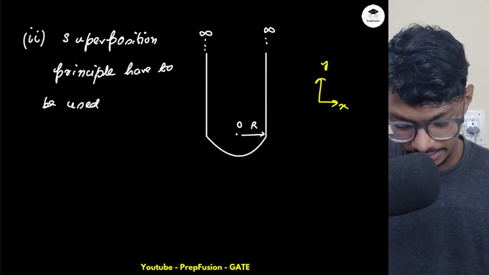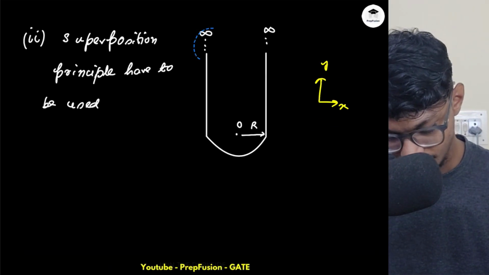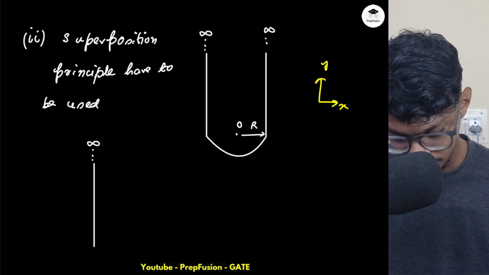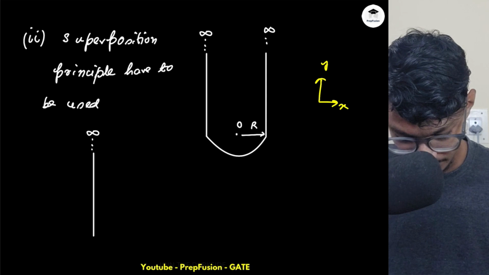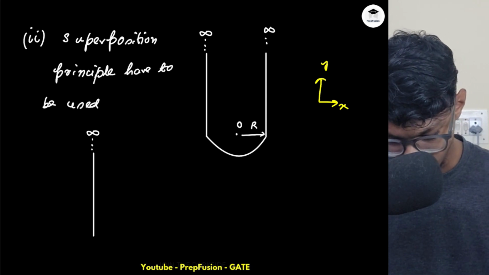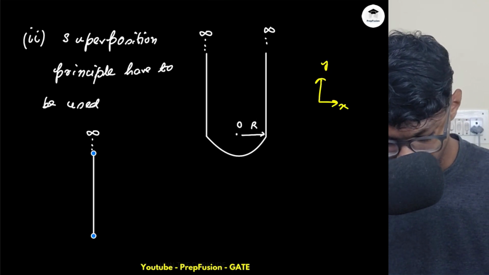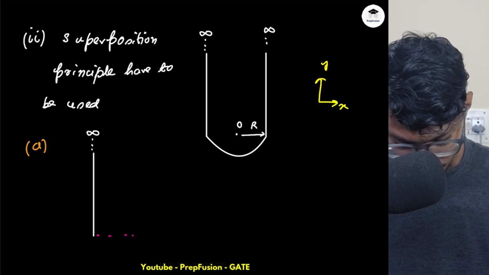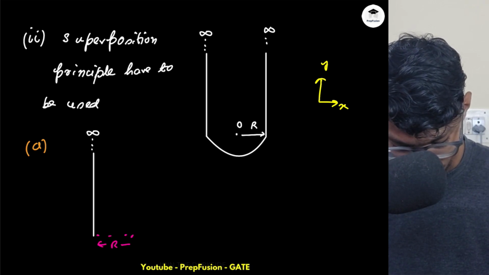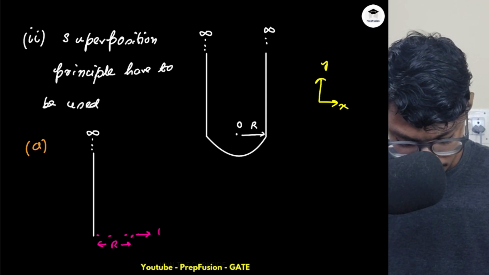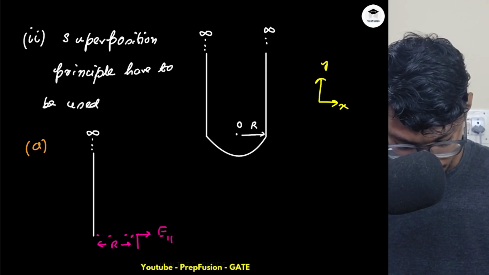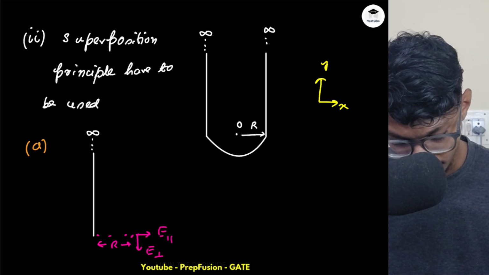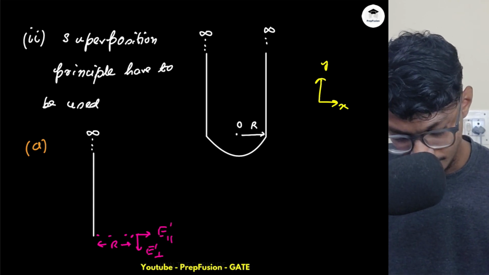This one again I will break down. If you remember, due to this component I will get two electric fields. Let's break it down. In case A, I will get two electric fields at this point O. This is the distance r. One will be this E parallel, another one will be this E perpendicular. Let's mark this as E dash.